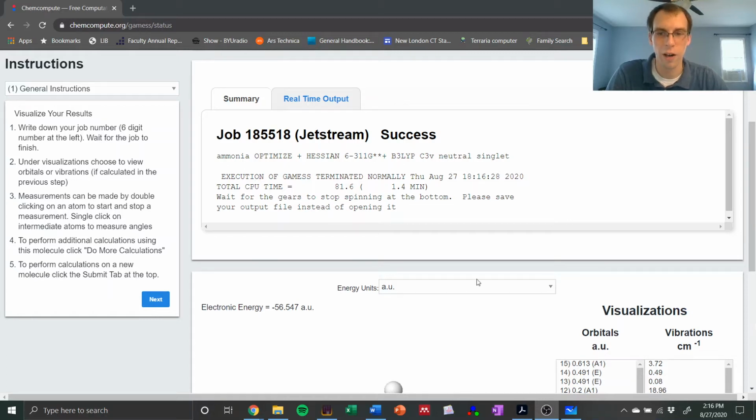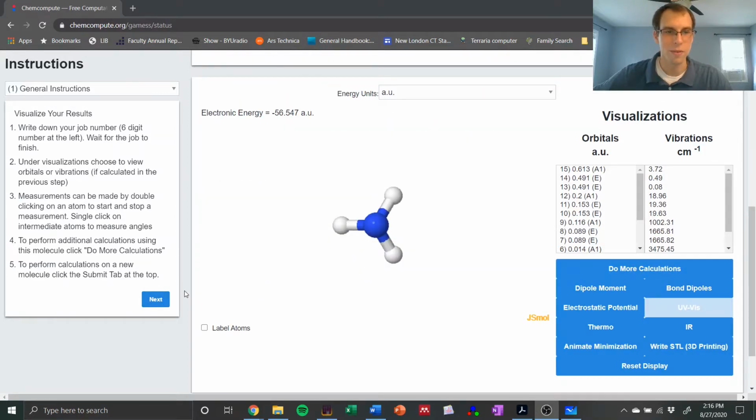Okay, so our computation finished. It took 81.6 seconds, so 1.4 minutes, a minute and a half, so not too long. And we have our results down here. So we can visualize the orbitals. This is similar to what we did with our C2 molecule, if you remember. So we can go down.